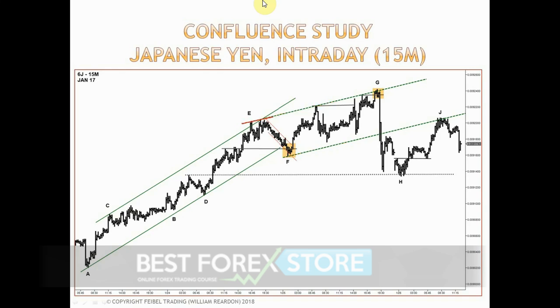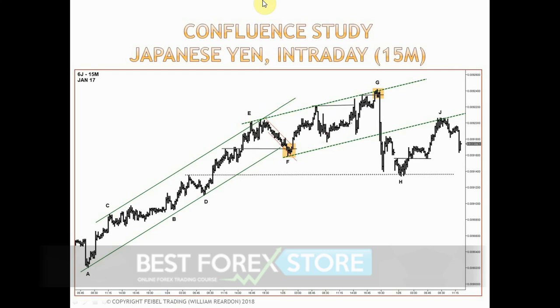We draw this line because it contains price much cleaner, has a better fit than having that or that. You can see that if we drew that there, it just doesn't work.